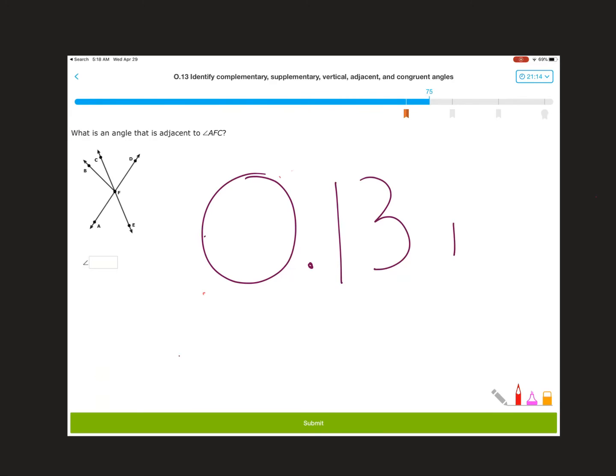This was for O.13 on IXL. Remember that your login is your SBCUSD login at Curtis Middle. Okay, not school. And your password is your student ID. Okay, your 6-digit one. Okay, I'm gonna go ahead and post that.